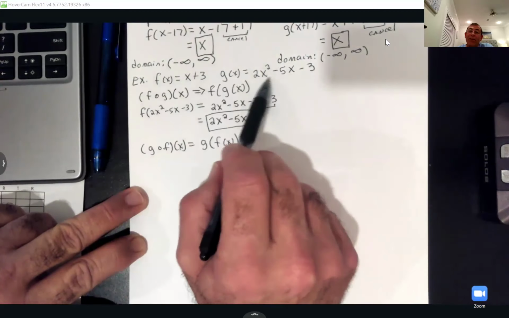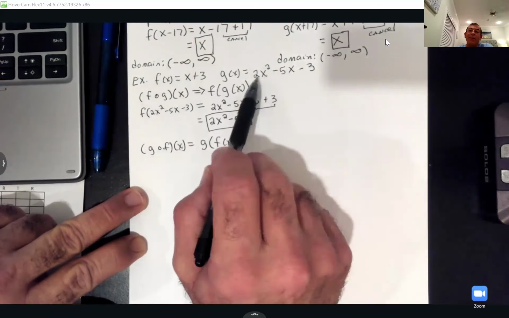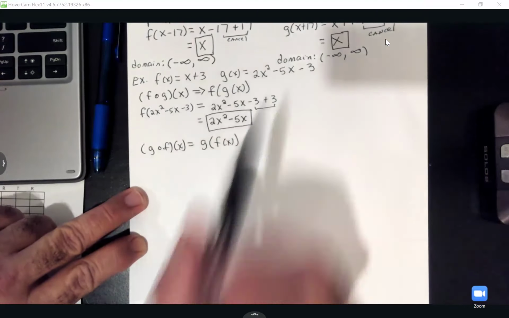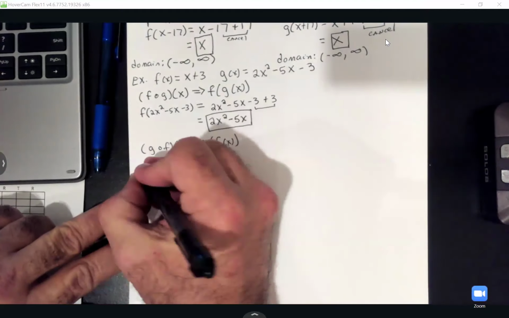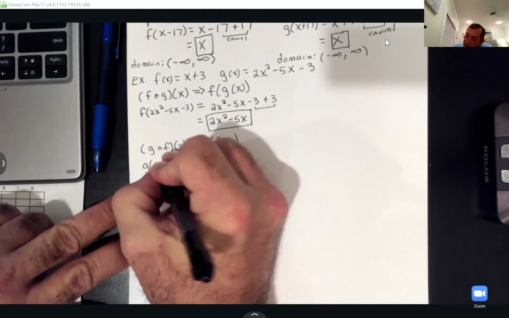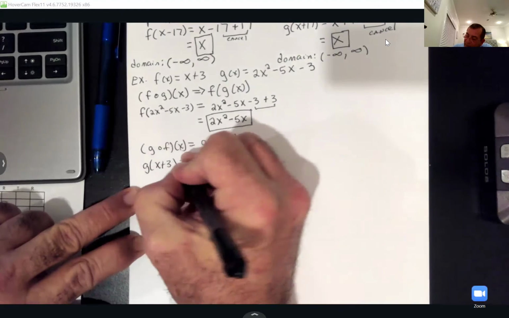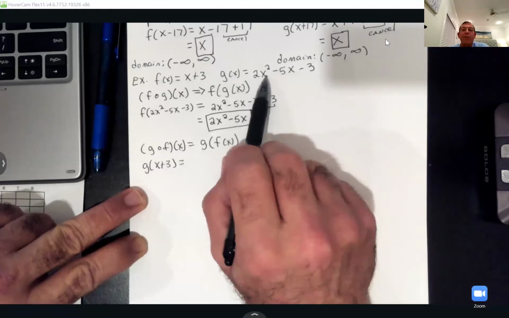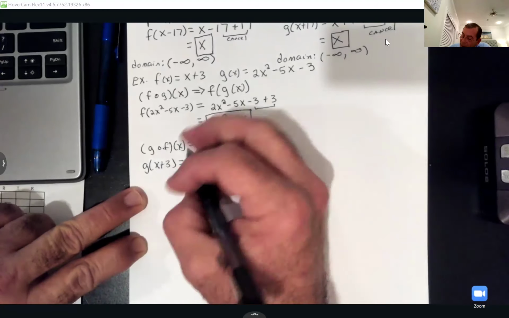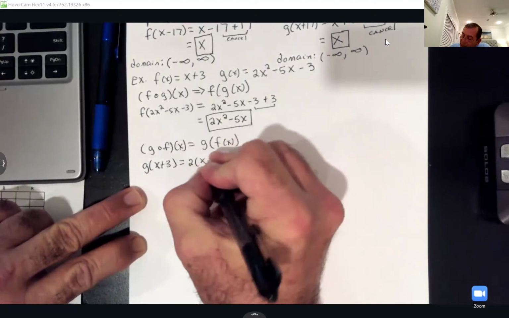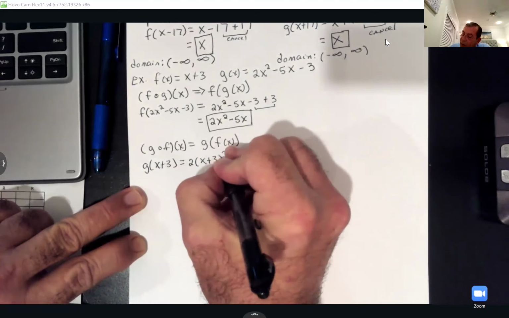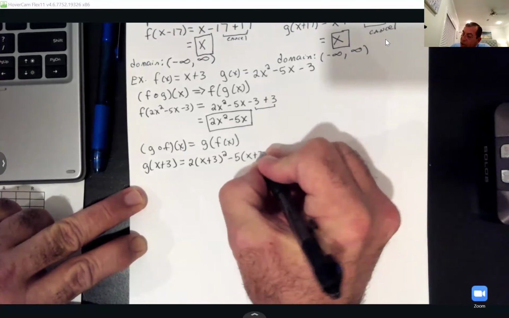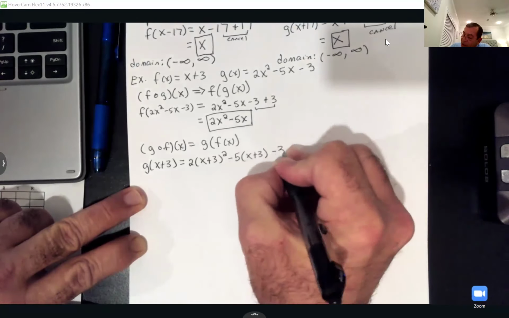But y'all look here, I got 2 x's, and in place of each of them x's, I'm going to put that x plus 3. So this means we're technically finding g of x plus 3. All right, so take your g equation and put that x plus 3 in for each of these x's. So I got 2 times x plus 3 squared minus 5 times x plus 3 minus 3.